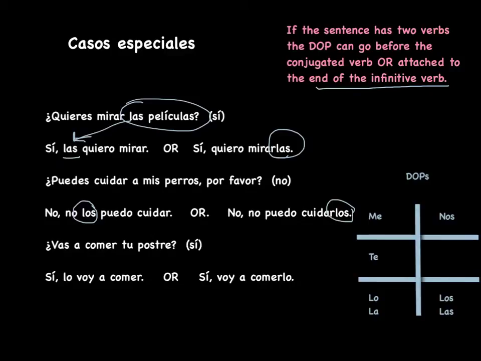¿Vas a comer tu postre? Sí, lo voy a comer. Or, sí, voy a comerlo. Either one is fine. I prefer to use it at the end, but really it doesn't make a difference. I think it's even more common to hear it at the beginning, but like I said, it's up to you as to which one you use. But keep in mind it can go either before the conjugated verb or after, attached to the end of the infinitive verb when the sentence has two verbs.